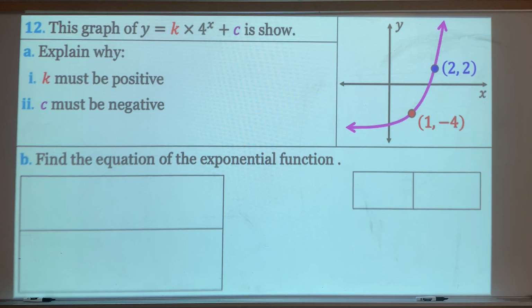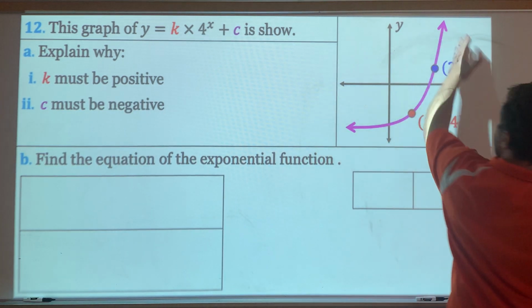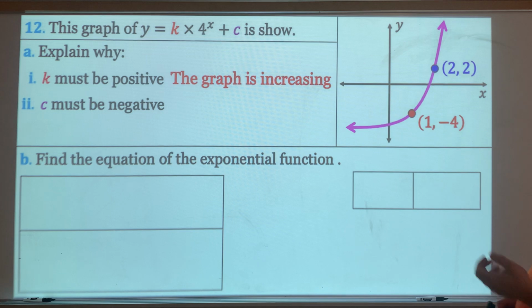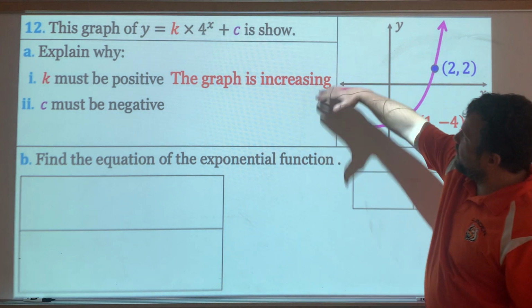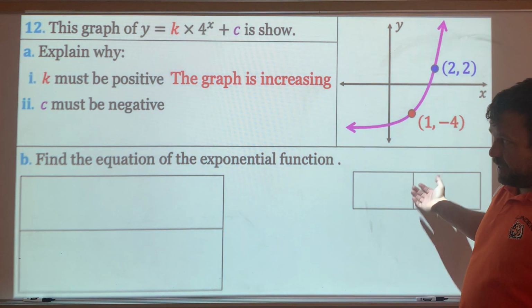All right? So, the reason k must be positive is what is going on with our graph? Our graph is doing what? It's doing something here. The graph is increasing. Because the graph is increasing, k must be positive. If the graph was decreasing, k would be negative.